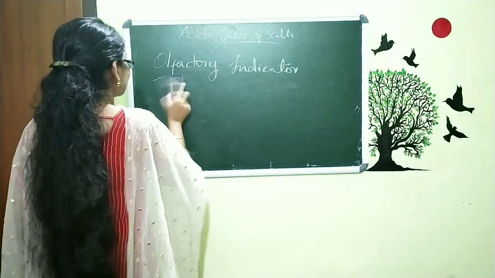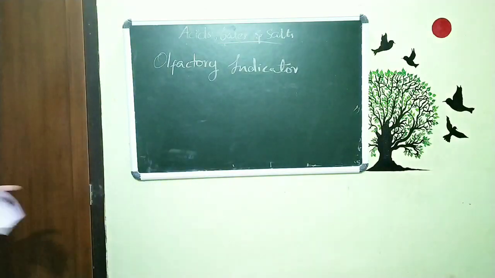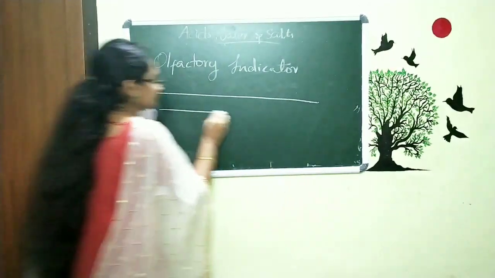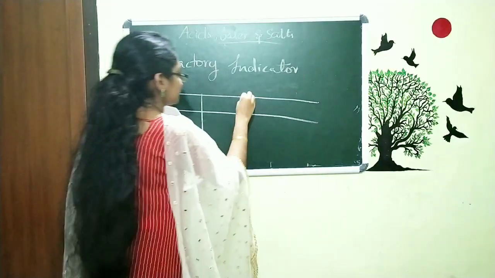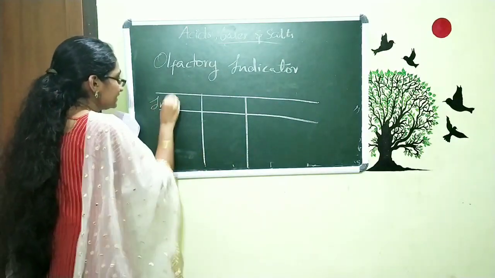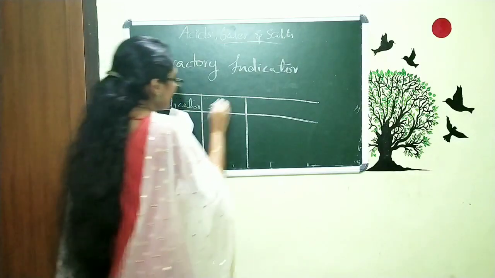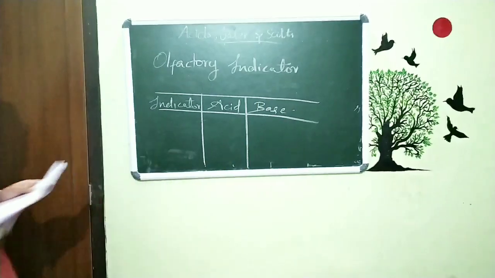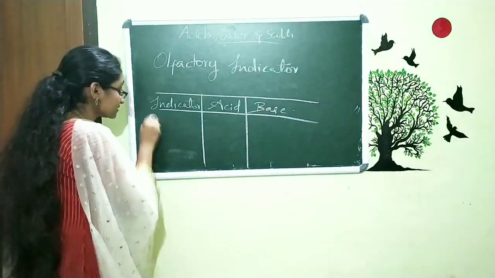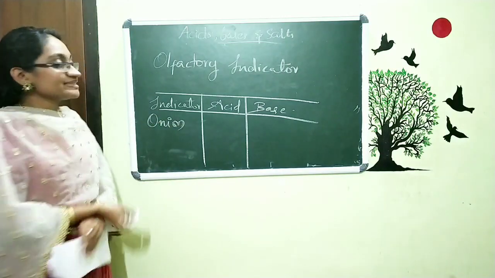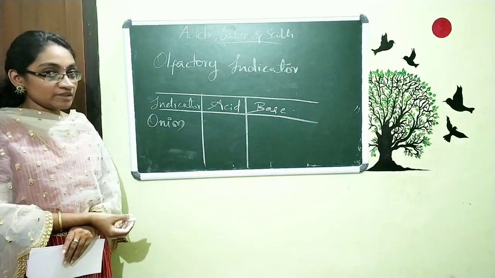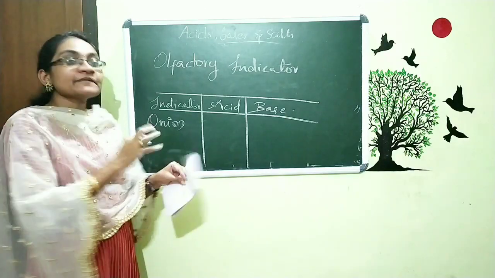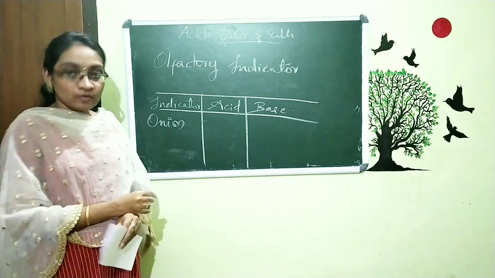Now, a small portion is left. That is the output we are getting using these three types of indicators. Indicator, acid and base. The first one is onion. Now the question is, what change in the smell will occur? We already prepared the olfactory indicator using the onion.